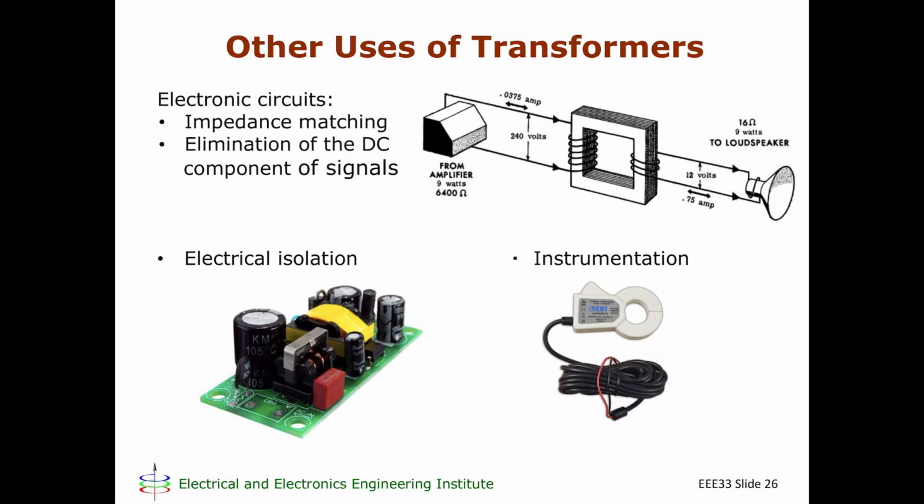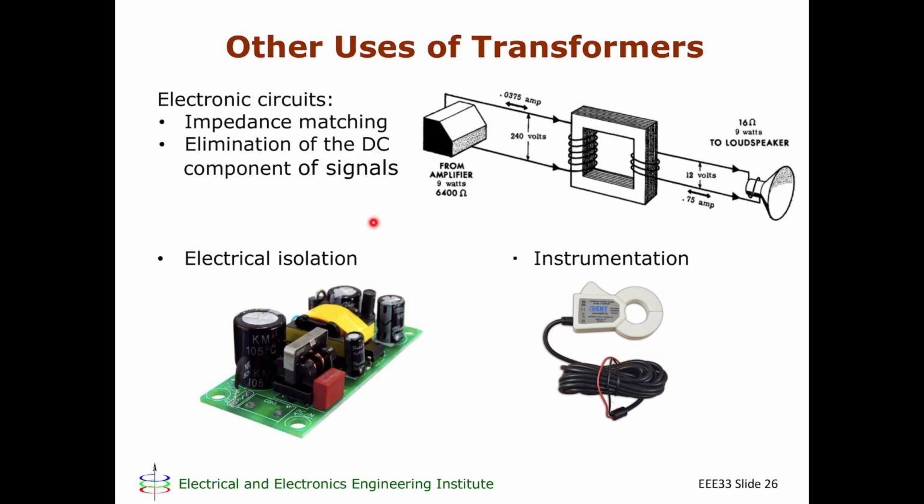Another use of a transformer is to eliminate the DC component of signals. You will recall that in a transformer, it is only the AC component of the signal that is applied to the primary that is able to induce a voltage across the secondary. Any DC component of an input signal will not create a changing magnetic flux. Thus, it will have no effect on the output. So expect the output to only consist of an AC component.